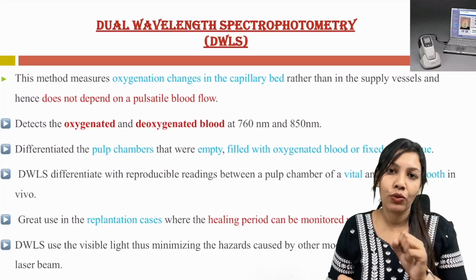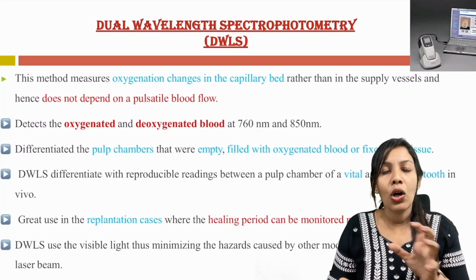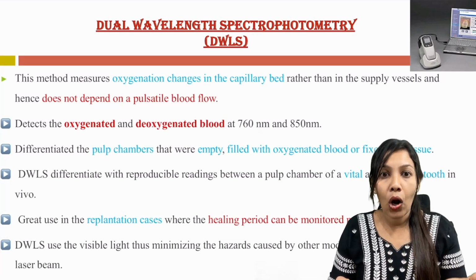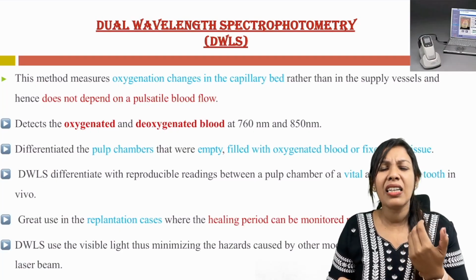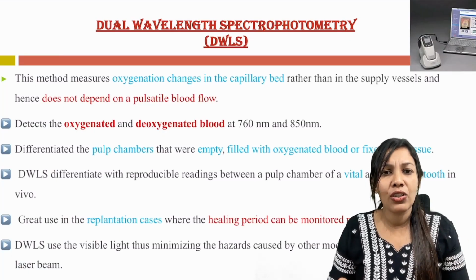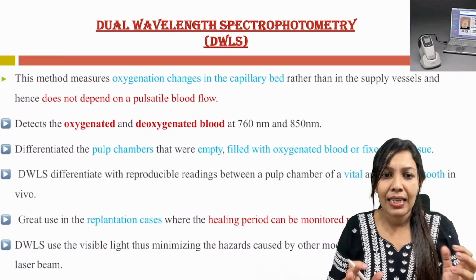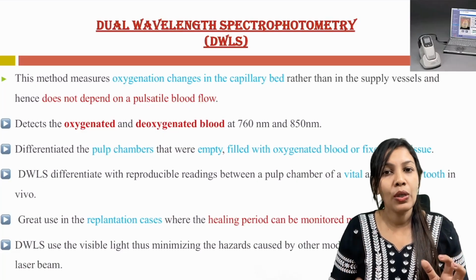Dual wavelength spectrophotometry. This is a non-invasive method where we assess the oxygenation changes in the capillary blood, and it detects the oxygenated as well as deoxygenated blood. These are the two important things that you have to keep in mind.